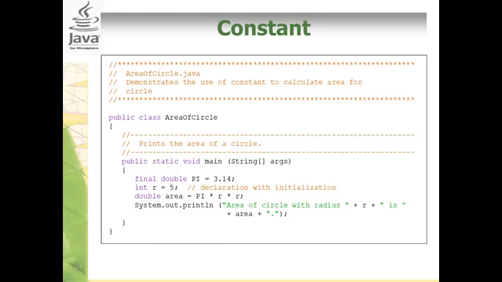This is an example of how we use a constant in a program, such as the line final double PI equal to 3.14. And that's a constant. Integer r equal to 5, r is a variable. We use a constant almost similar to how we use a variable, such as double area equal to pi times r times r. In terms of its function, it's almost similar to a variable, except you cannot change its value, and the way we write it, we should put the word final in front of its declaration.